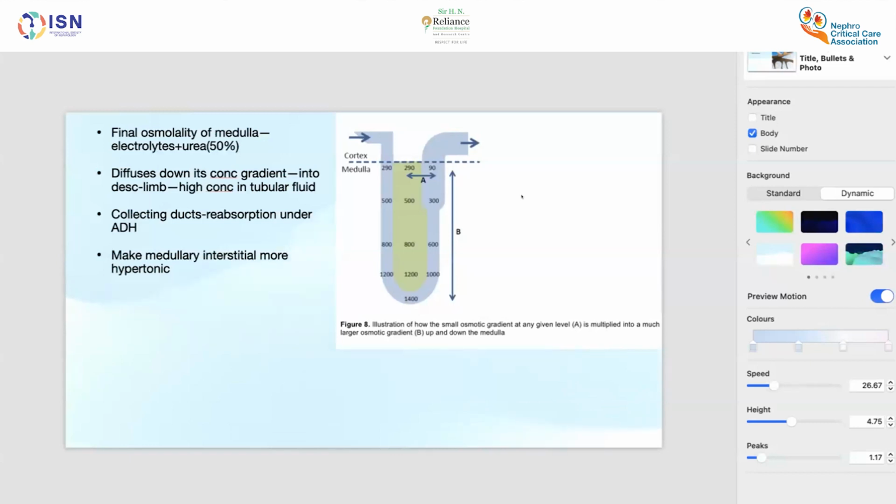This urea diffuses down its concentration gradient into the descending limb, which causes a high concentration in the tubular fluid. In the collecting ducts, this reabsorption is under the influence of antidiuretic hormone. This makes the medullary interstitium more hypertonic.